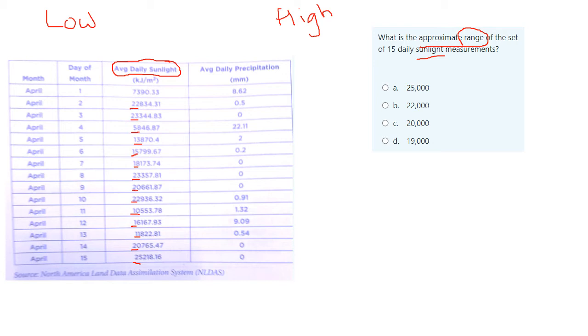The highest one is 25,218. We're asked for the approximate range, so we can just make it 25,000. The lowest was the first one, the 7,390. Again, we are looking at the approximate range.